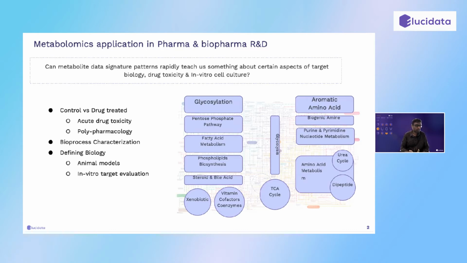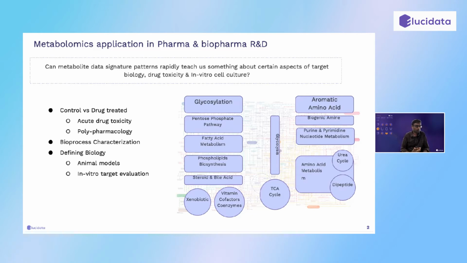So some of these things include, for example, if you have groups that are control versus drug treatment, we wanted to know what are the metabolic signature patterns that are changing with respect to acute drug toxicity, or what is the pattern change with respect to polypharmacology of a certain investigational drug. For example, what is target 1 versus target 2 changes in pharmacology.